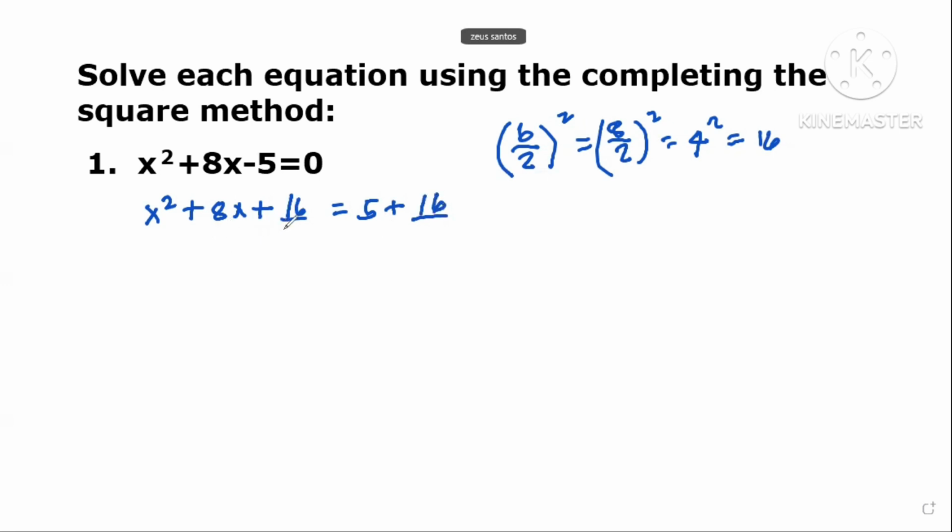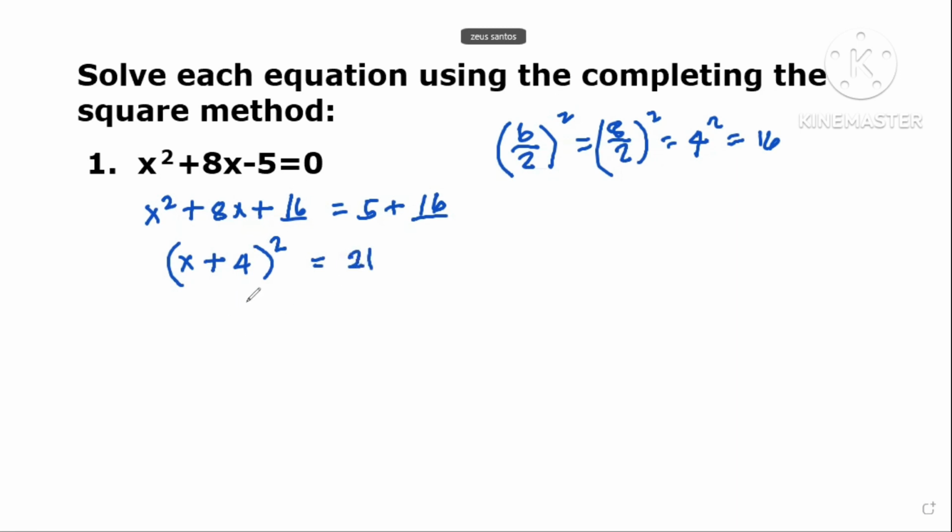Now, since 16 na to, that means your trinomial is already perfect, no? Kaya nga completing the square ang tawag dyan. Now, how do you factor a perfect square trinomial? Kukunin nyo lang yung square root ng dalawang dulo. Square root ng x squared is x. Square root ng 16 ay 4. And then, take the sign of the middle term. So, this is positive. Kaya positive din tayo. And then, quantity squared. So, that's how you factor a perfect square trinomial, no? So, 5 plus 16 is equal to 21.